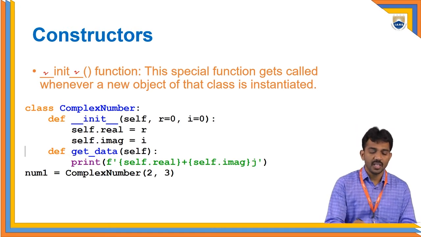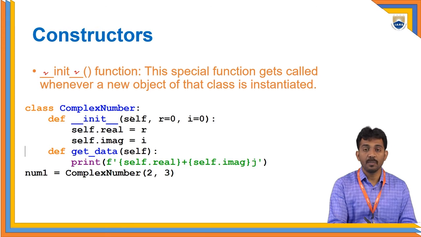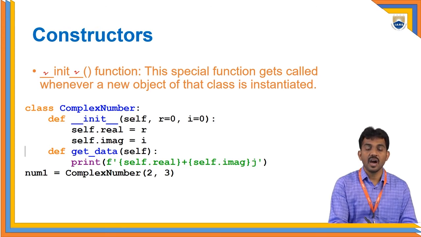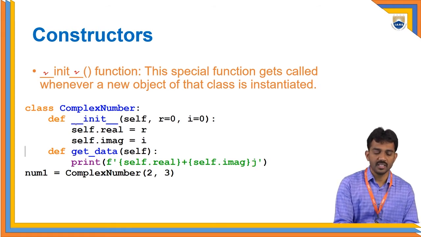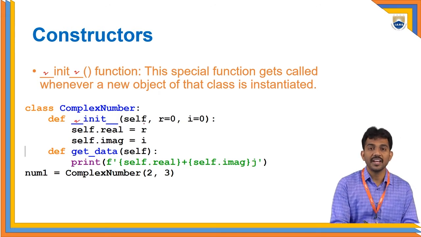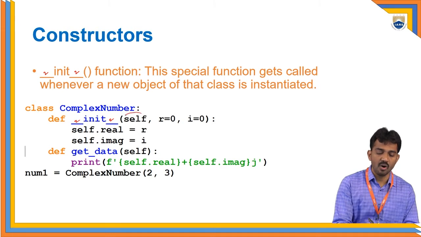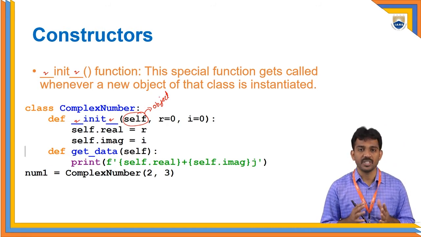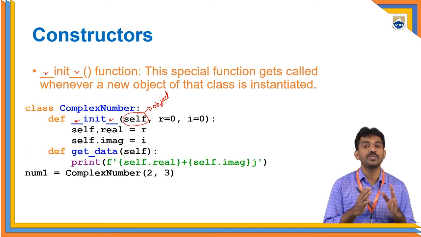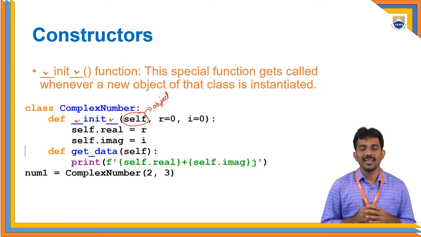See, here ComplexNumber is a class. For this class, I am going to create one constructor. def __init__ with two underscores. Please note this: the constructor and all the methods which are related to the object need to be represented with self. When you write self, it means there is an object. It is an object method, it is an object variable. That is the purpose of self.